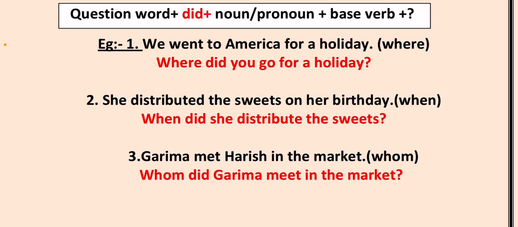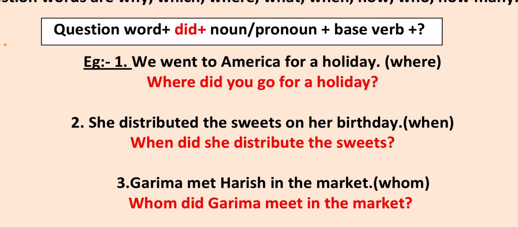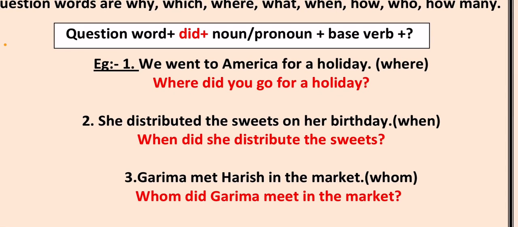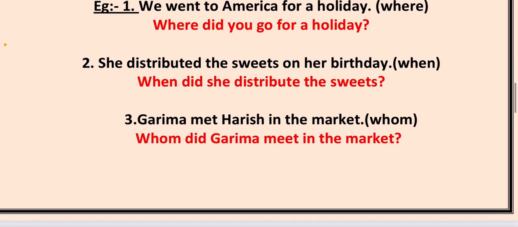Went. We cannot use went because went is second form. We have to use the base verb. So we will use go. Okay. Just remember we will start with the question word plus did plus the base form of the verb while framing questions. Second, she distributed the sweets on her birthday. When? So when is the question word? So when did she distribute, not distributed, the base verb, the verb as it is.